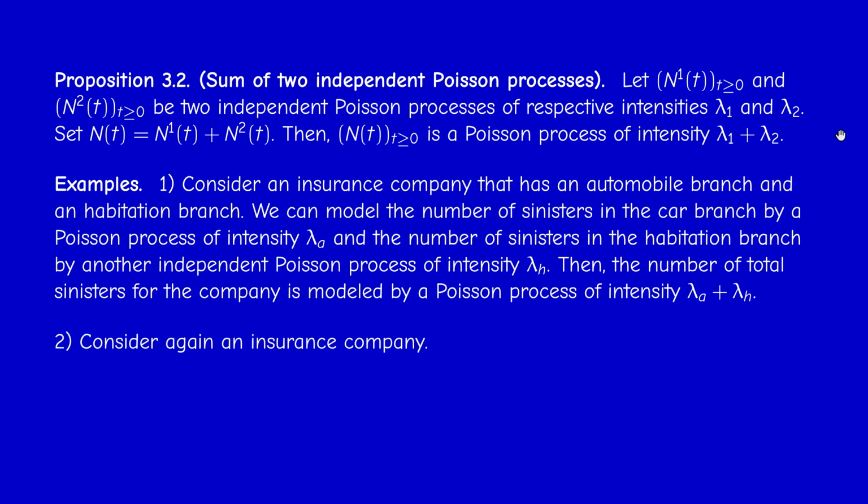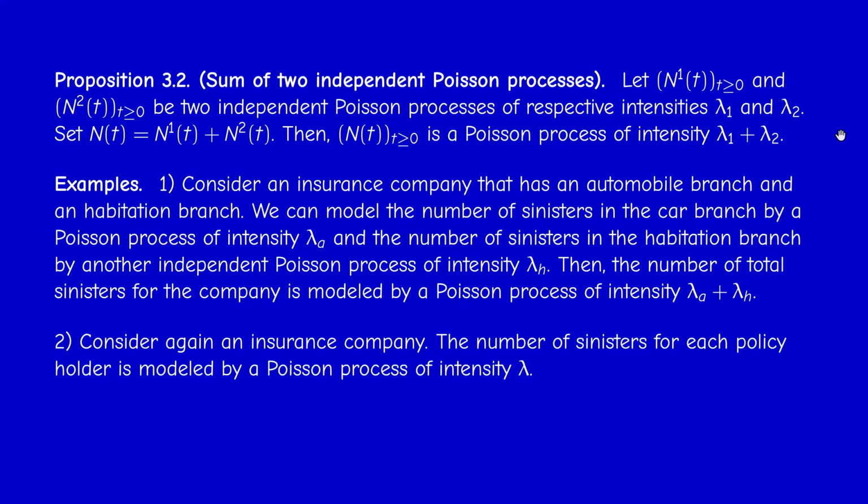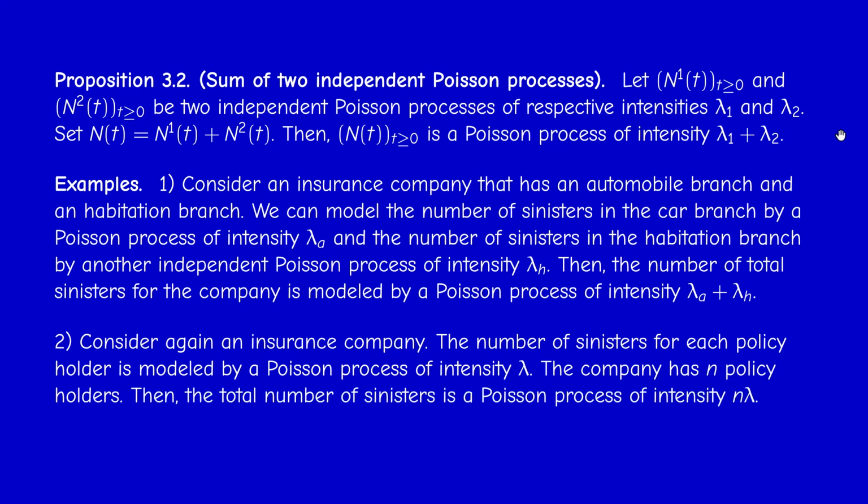In the next example, we again have an insurance company, and we can model the number of claims for each policyholder by a Poisson process of intensity lambda. If we have n policyholders, then the total number of claims can be modeled by a Poisson process of intensity n times lambda. So it's lambda plus lambda plus lambda, n times. This concludes section 3.1 on homogeneous Poisson processes.